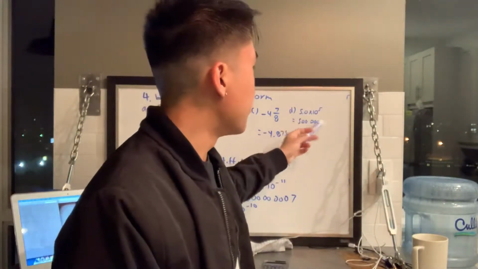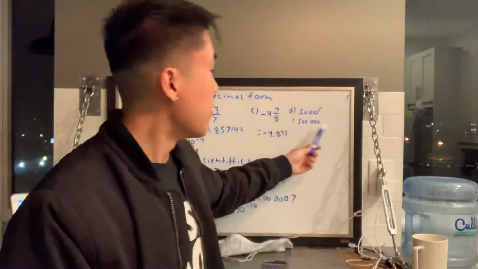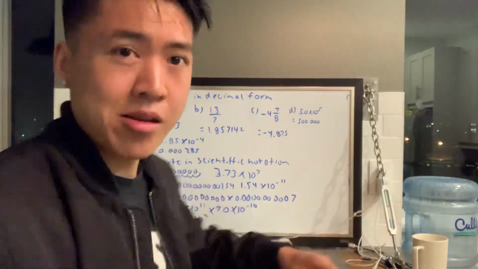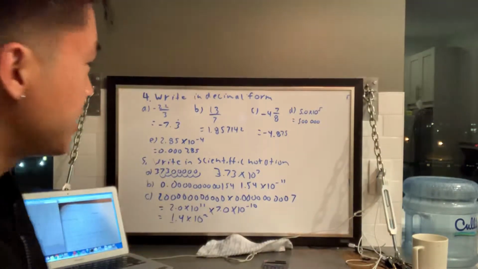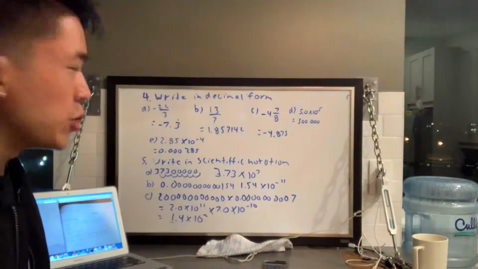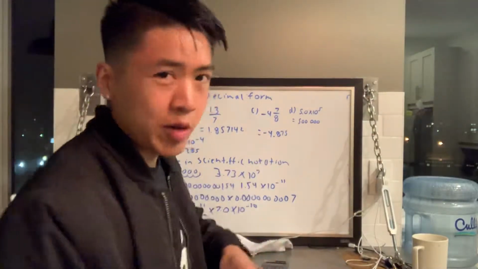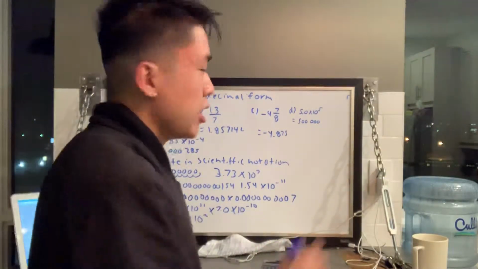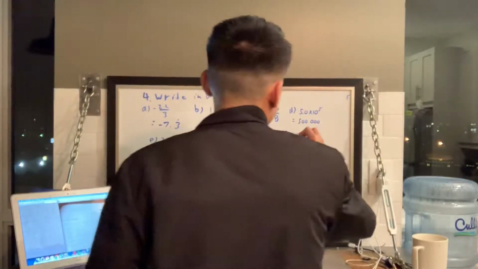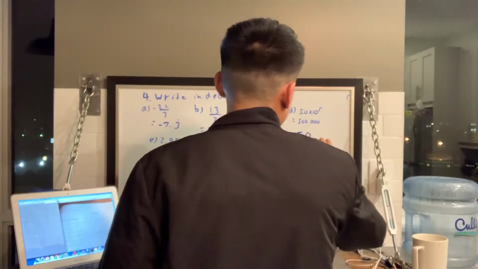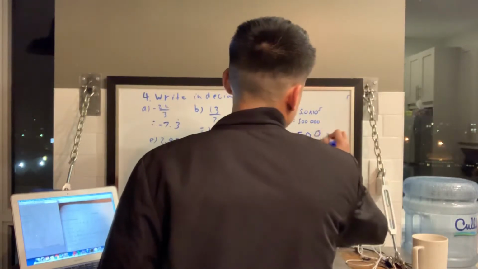Right here, 5.0 times 10 to the 5 is 500,000. Okay? So what you have over here is 2.85 times 10 to the negative 4. Rule of thumb, whenever you have a positive exponent, 10 to the positive exponent, move that many decimal places to the right. So how I got this answer, I got 5.0, right? 1, 2, 3, 4, 5.